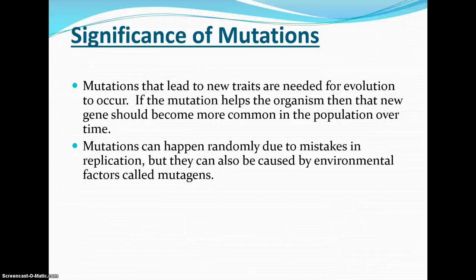For example, down south there are rattlesnakes that have mutated to where they no longer have a rattler because the ones with the smaller rattler were surviving. Eventually their genes mutated to where the rattlers were completely gone because the ones with the large rattlers made louder sounds and were being killed by predators and humans. Humans. They're evil. Mutations can happen randomly due to mistakes in replication, but they can also be caused by environmental factors called mutagens.